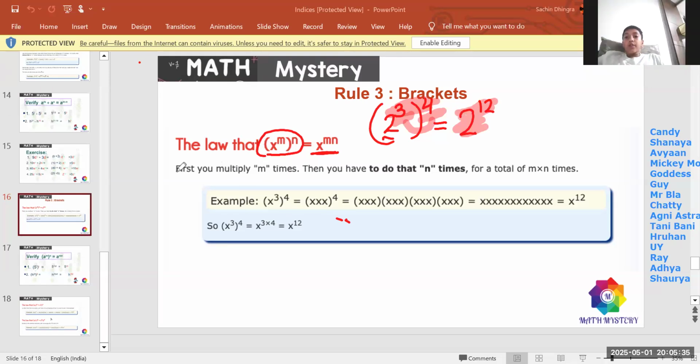First you multiply m times, then you have to do that n times, for a total of m times n times.